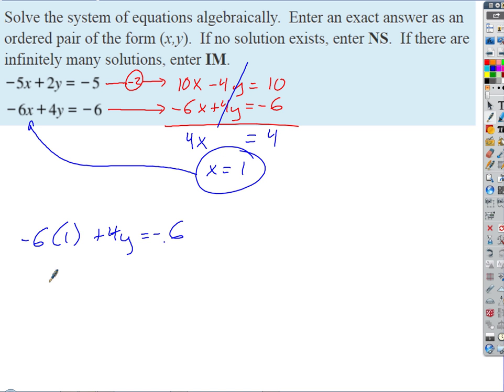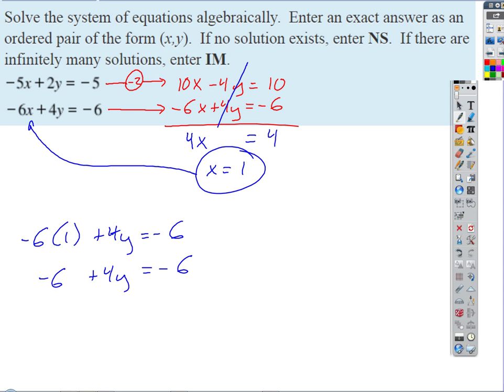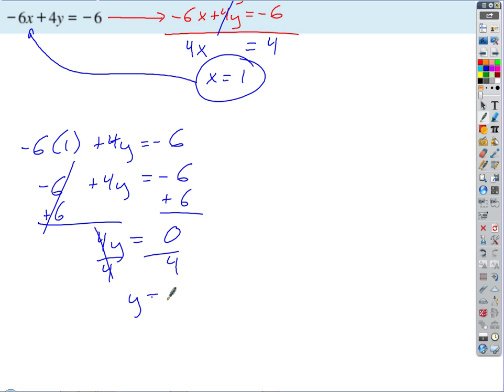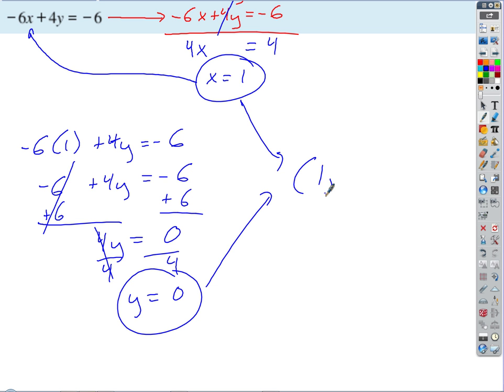So what's that give me? -6 plus 4y equals -6. If I add 6 to both sides, the 6's cancel from both sides, and I get 4y equals 0. If I divide each side by 4, I get y equals 0 over 4, which is just 0. So my solution then is the ordered pair, x equals 1, y equals 0. And that's what I would enter in Moodle. Okay?